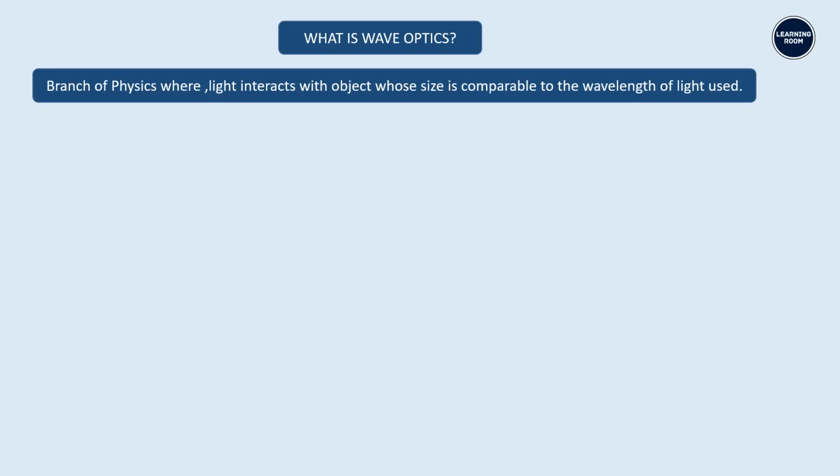Nanometer is generally 10 power minus 9, which is very, very small. So if you are able to think of an object whose size is approximately in terms of nanometer, then you can classify light as a wave. That is, you treat light like a wave and start applying the properties of waves to light. Is that clear?